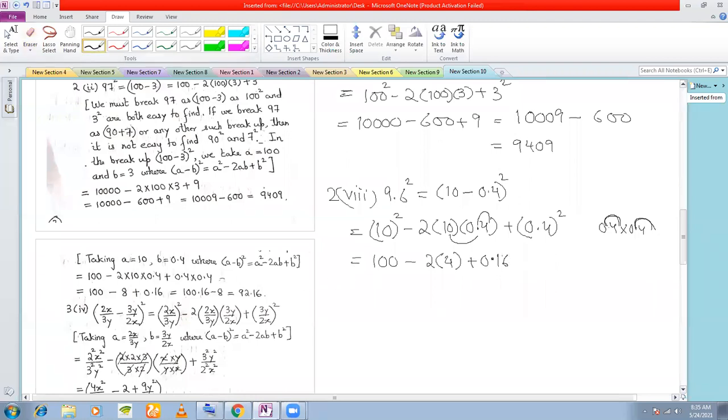So this will be 100 minus 8 plus 0.16, which is 100.16 minus 8, which is 92.16. And that's your answer. Okay.